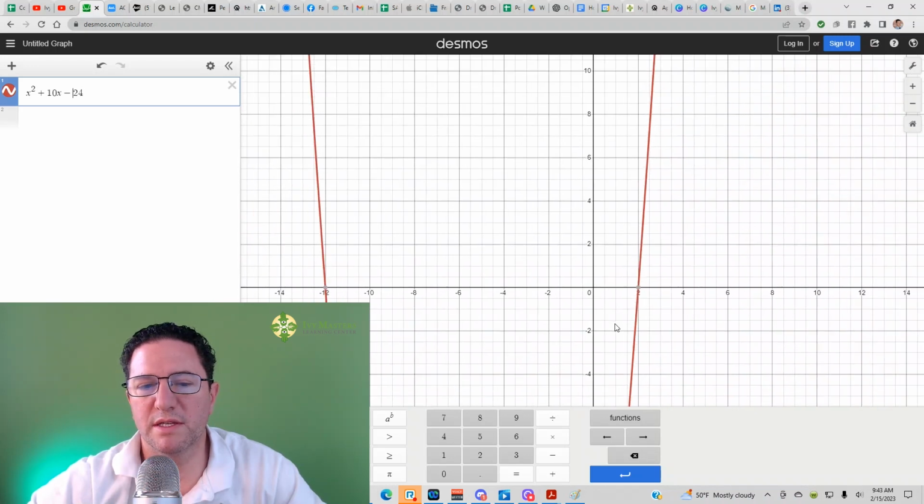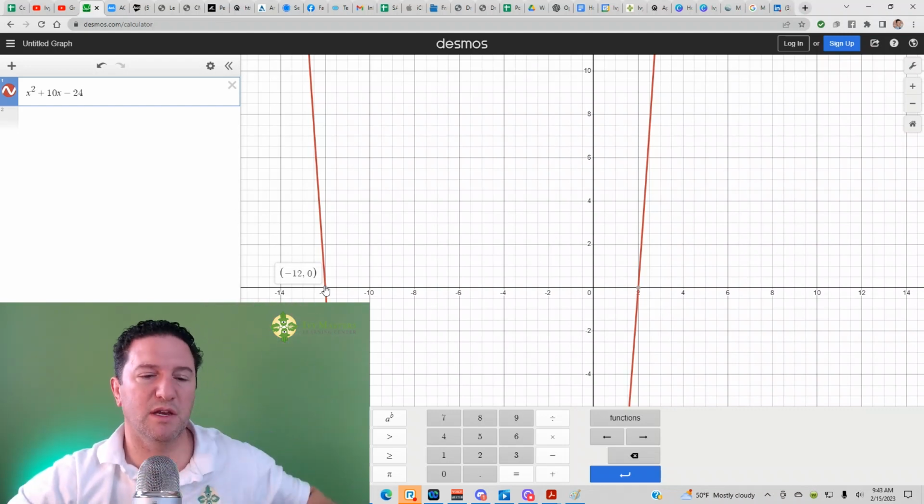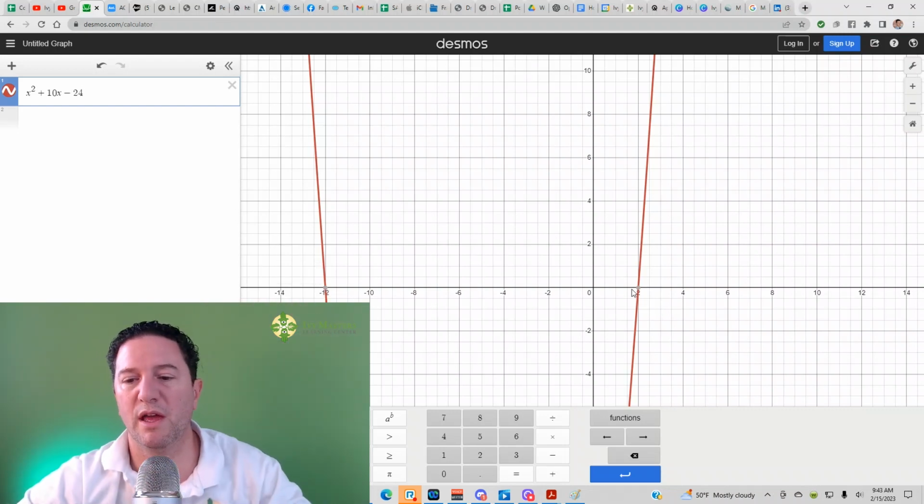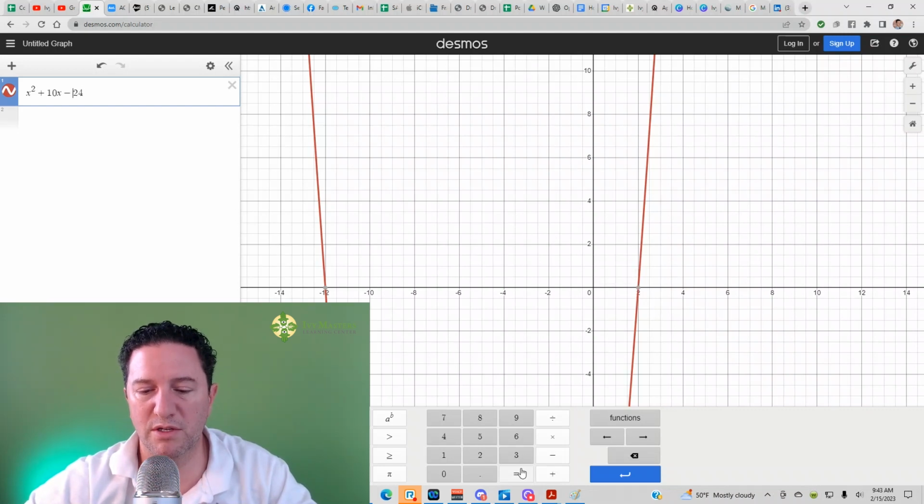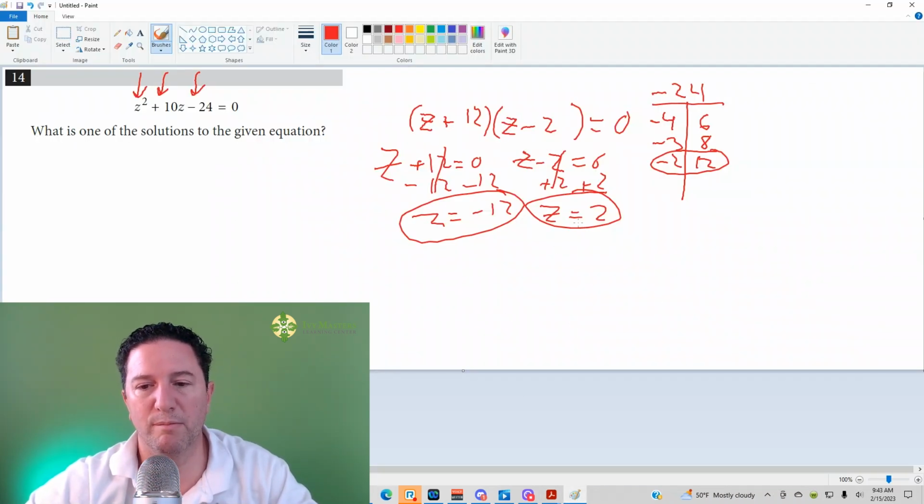And there you can see that your intercepts, when you're solving a system of equations, it's actually your x-intercepts. So it's negative 12 and positive 2, just like we saw in our paint.